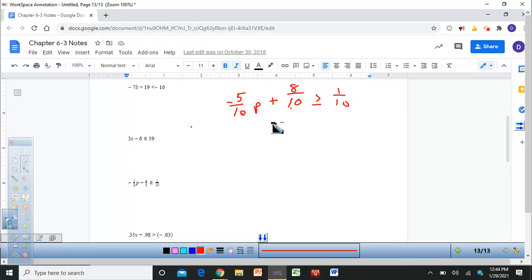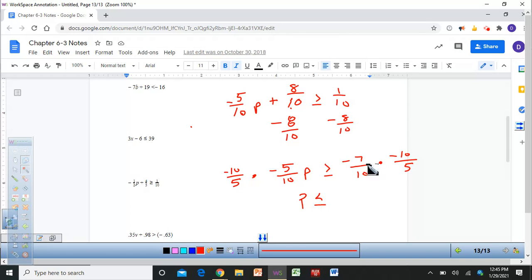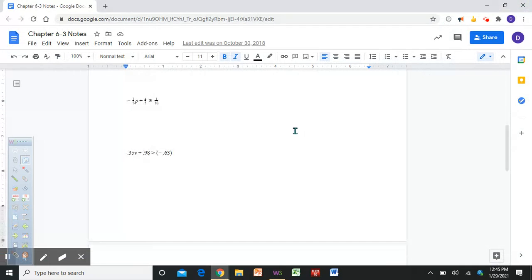Okay, so you start off by subtracting 8 over 10, because we got to get rid of all of our subtraction and addition first. And you have negative 5 over 10p is greater than or equal to negative 7 over 10. Now, to get rid of a fraction, you multiply by the reciprocal, so negative 10 over 5 on both sides. If you notice, what we did now is multiply both sides by a negative, so we have to flip our sign. Then we can do some simplifying right there, and we get 7 over 5 is my answer. So it's pretty self-explanatory. We're still just doing the same steps every time.